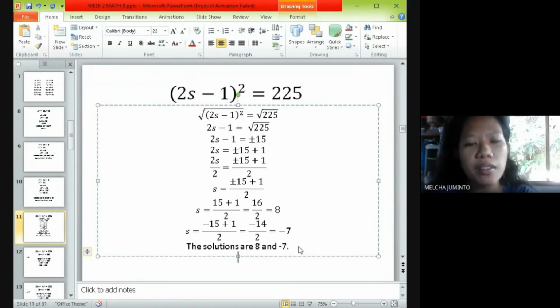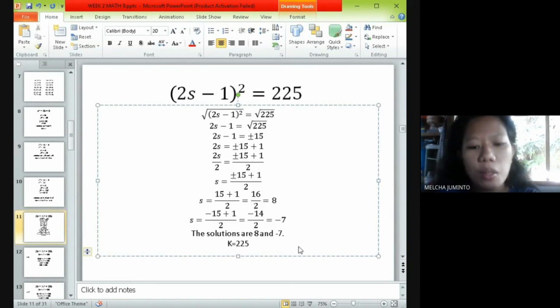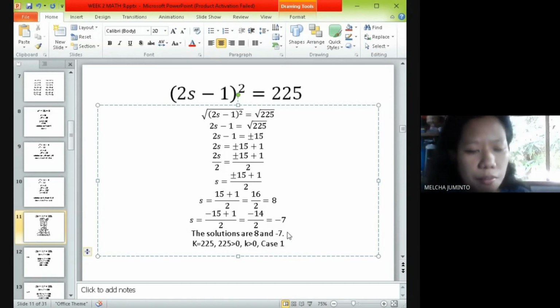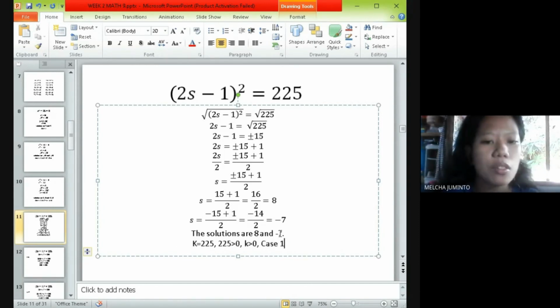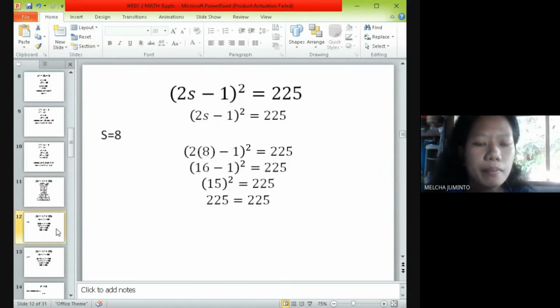Nasa book nyo ito, yung example number 10. Here, ang k dito is equal to 225. 225 is greater than 0, which means k here is greater than 0. Therefore, it will fall in case 1 also. There are two solutions, 8 and negative 7. Ito yung pag-check lang to.